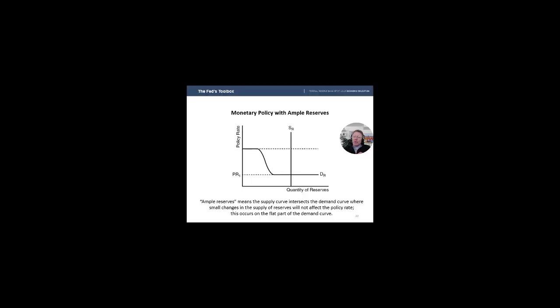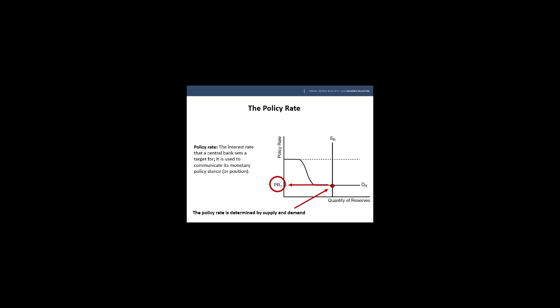The Federal Reserve uses an ample reserves framework to implement the policy. This means that the supply curve intersects the demand curve at a point where small changes in the supply of reserves will not affect the policy rate on the flat part of the demand curve. Like any supply and demand graph, the price is determined by the equilibrium point, which is where supply and demand intersect. We know that very well by now.